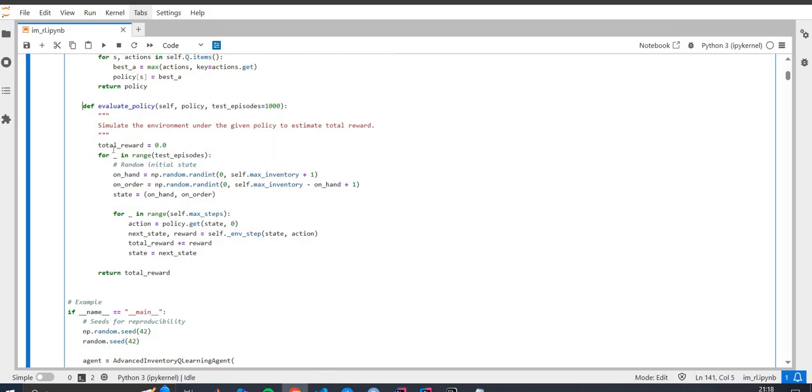Okay, and here we have evaluate policy, which tests how well the learned policy performs. The agent follows its trained policy for a set number of test episodes, and we track the total reward. And this gives us a good estimate of how effective the policy is in real world scenarios.